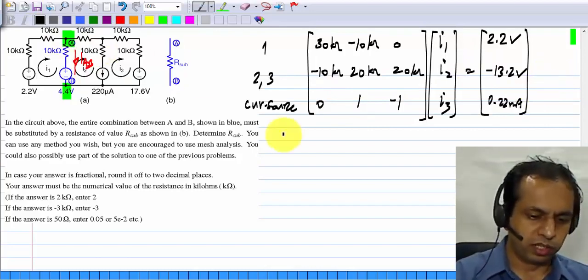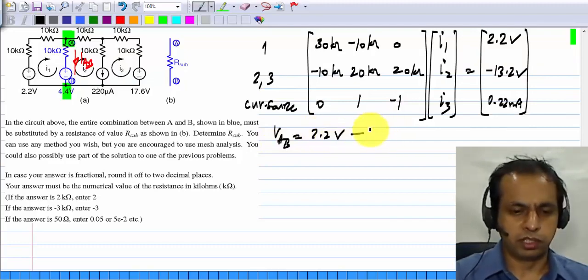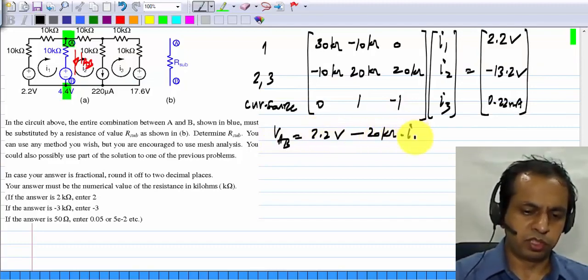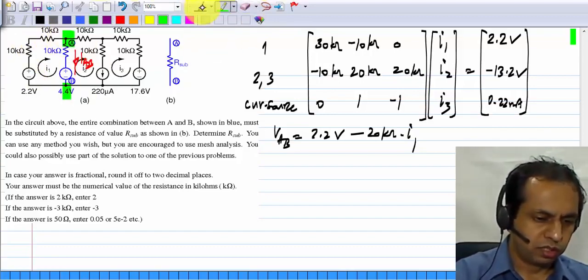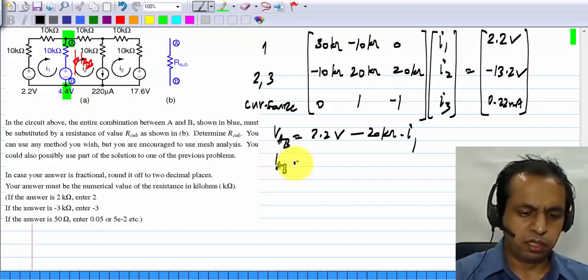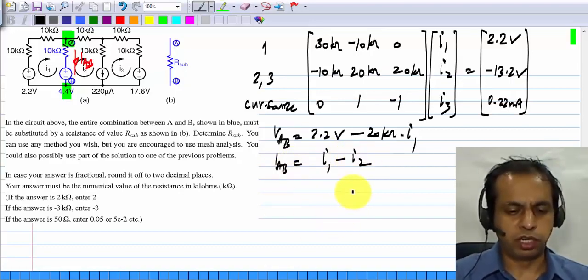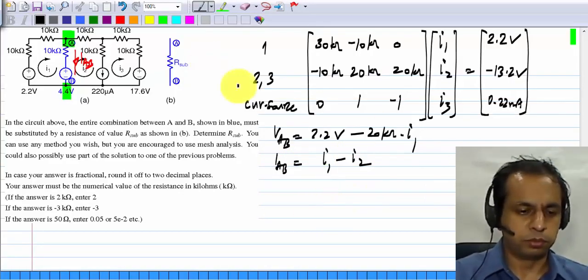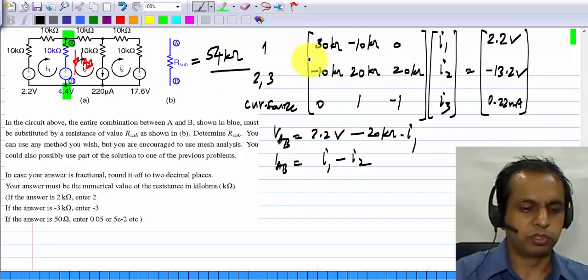So you know that VAB is 2.2 volts minus 20 kilo ohms times I1, that comes from here, and you also know that IAB is I1 minus I2. So if you divide by that, you will get the resistance that you have to substitute, and if you calculate it correctly, you will find that it has to be 54 kilo ohms.